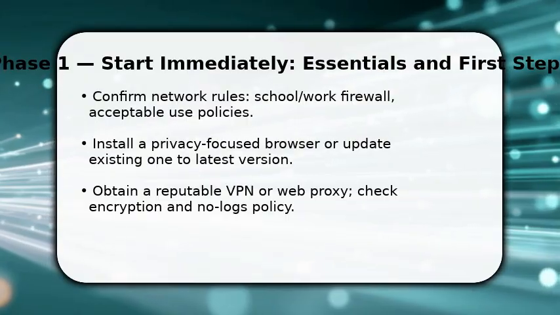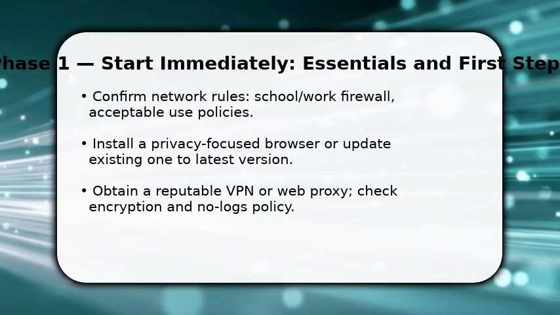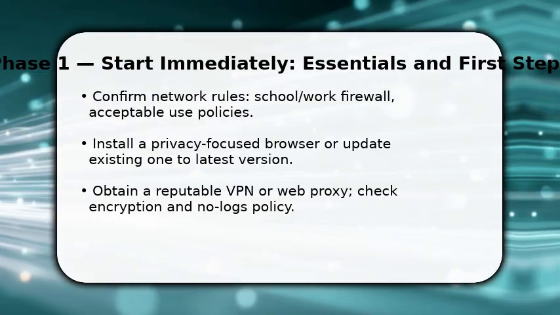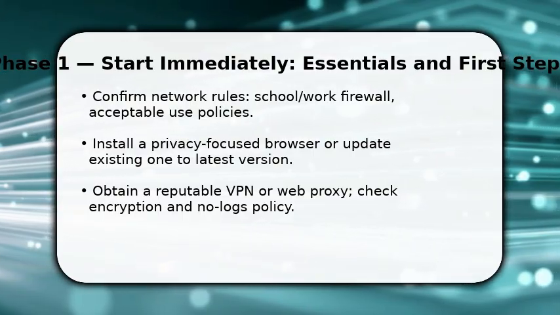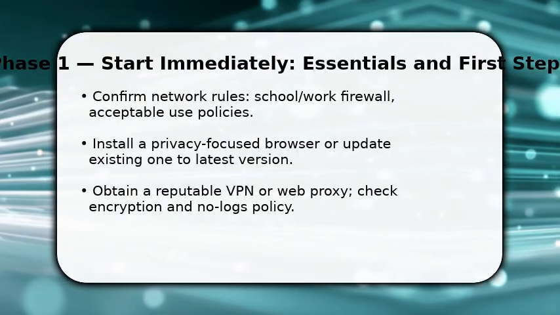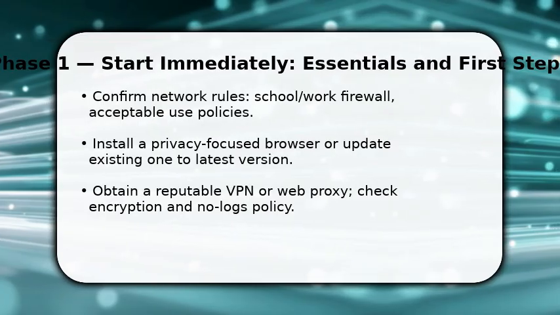You start by verifying prerequisites. Know whether the network blocks streaming and have permission if required. Next, install or update a secure browser so extensions work properly. This avoids compatibility issues. Then, choose and install a reputable VPN or trusted web proxy. Why? Because encrypted tunnels bypass simple HTTP blocks and protect your traffic.